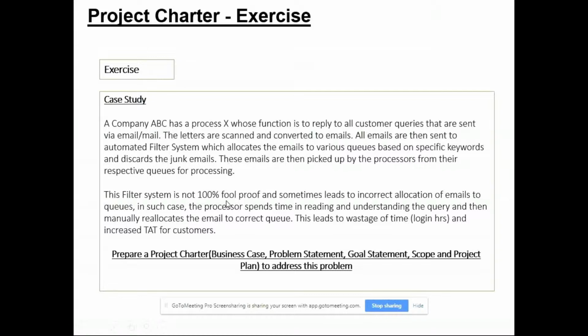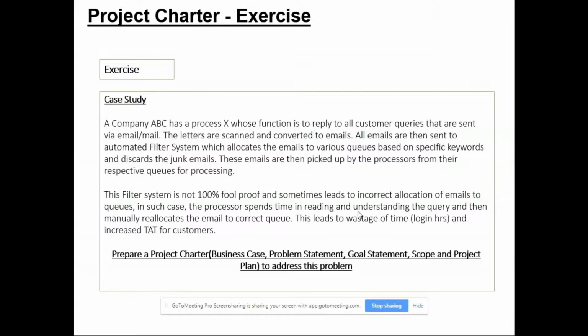Now, this filter system is not 100% foolproof and sometimes leads to incorrect allocation of email to the queues. In such a case, the processor spends time reading and understanding the query and then manually reallocates the email to the correct queue. This is leading to wastage of time, which is the login hours, and increased TAT, turnaround time, for the customer. So the ask is to prepare a project charter, which would include business case, problem statement, goal statement, scope, and project plan to address this problem.